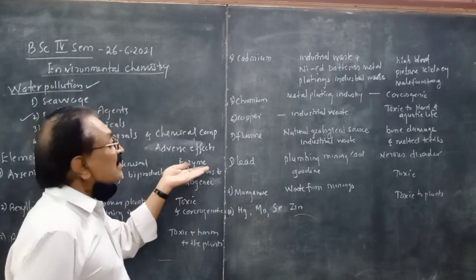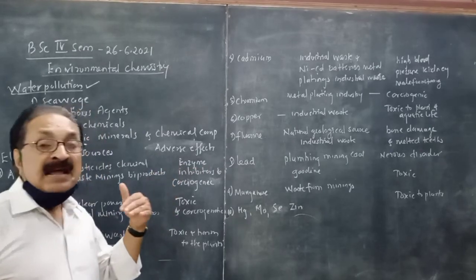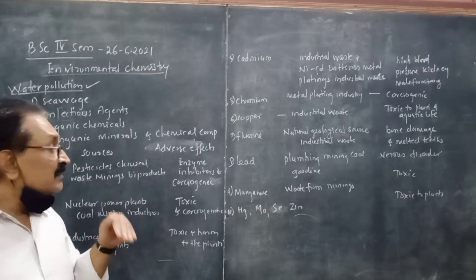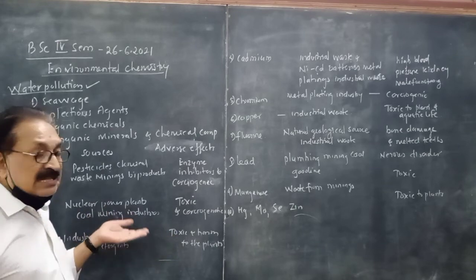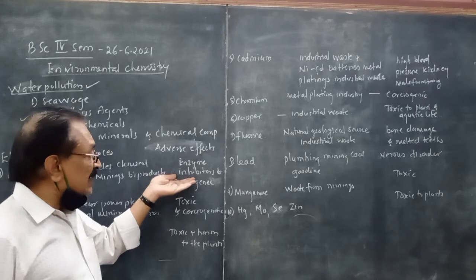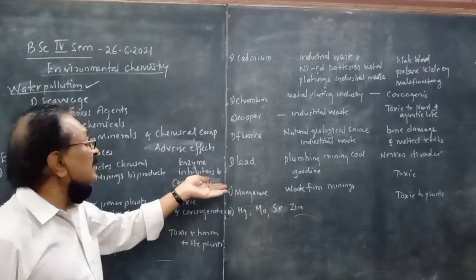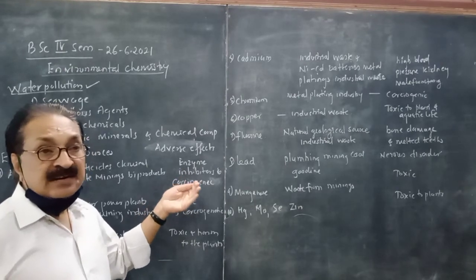What happens here? The enzymes present in the digestive tract, such as invertase and zymase, there are so many enzymes, become inhibited, and that leads to carcinogenic diseases.